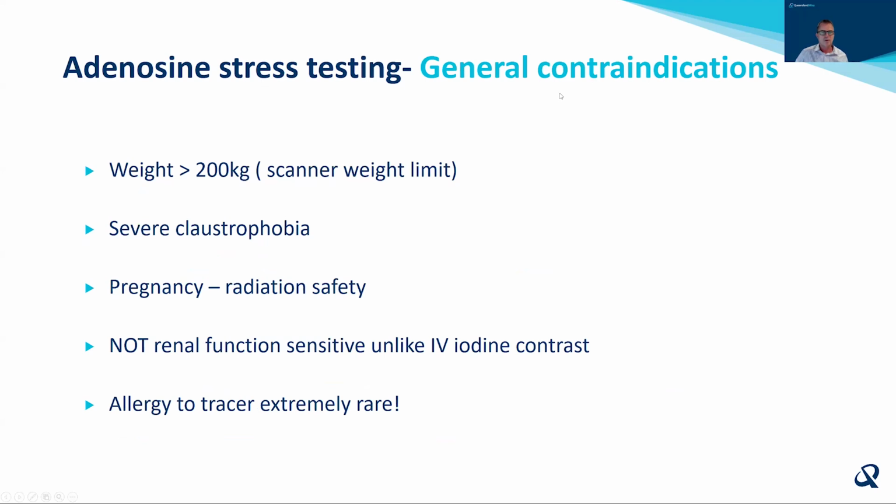So who can't have adenosine? Well, patients who are bigger than the scanner. Severe claustrophobia can obviously be limiting because the heads of the camera come fairly close to the patient's face. We don't do it in pregnancy for obvious reasons. One beauty of adenosine stress testing is it's not renal function sensitive like intravenous iodine contrast. An allergy to the sestamibi tracer is extremely rare.